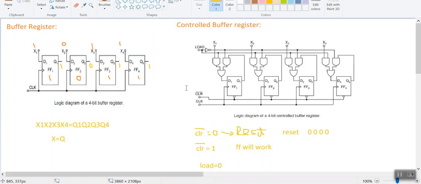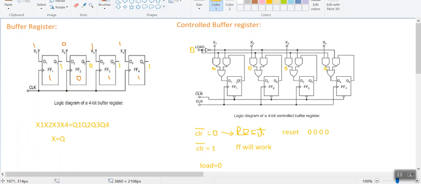I will show you when load is equal to 0. Let us consider load is equal to 0. 0 means the load is coming to this particular position and then it is going here. So 0 into x1, so this output is 0, and similarly this output is 0, this output is 0, and this output is 0.